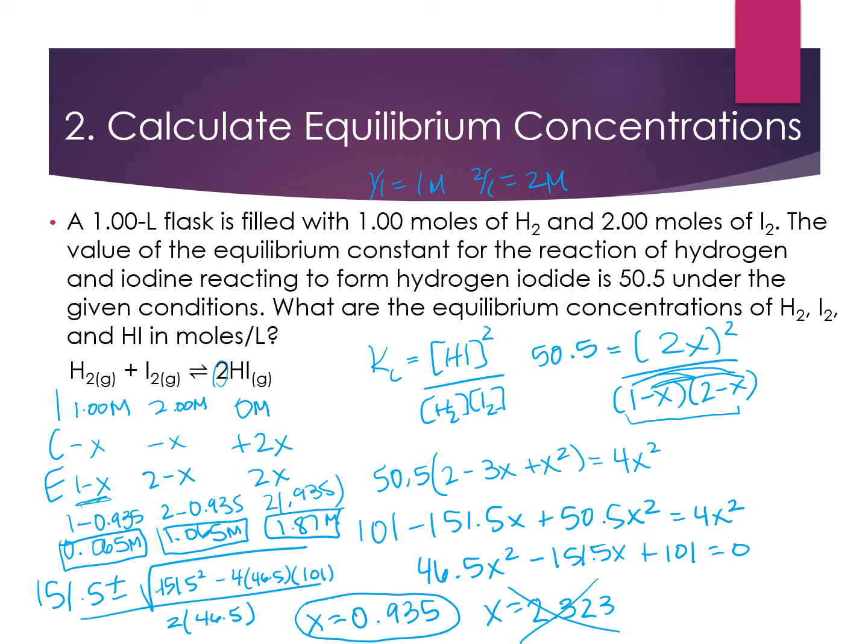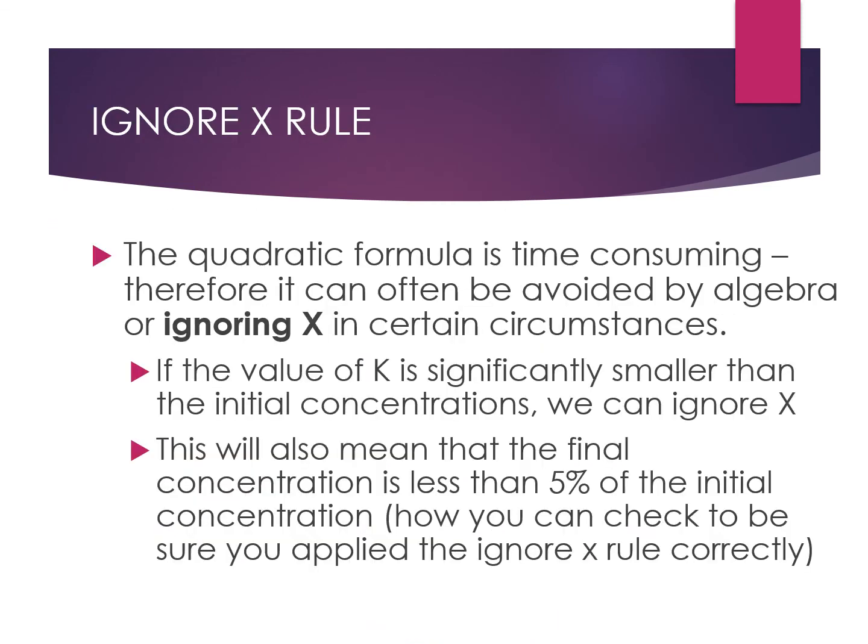So let's ease up a little bit. There is a way that we can ignore the quadratic formula. It's super time consuming, and the College Board is not actually trying to test your ability to do the quadratic formula. So there is always going to be a way to ignore x. It's either going to be because you're going to get like x squared divided by x squared, and we can cancel that out, and so you don't have a quadratic, or by ignoring x.